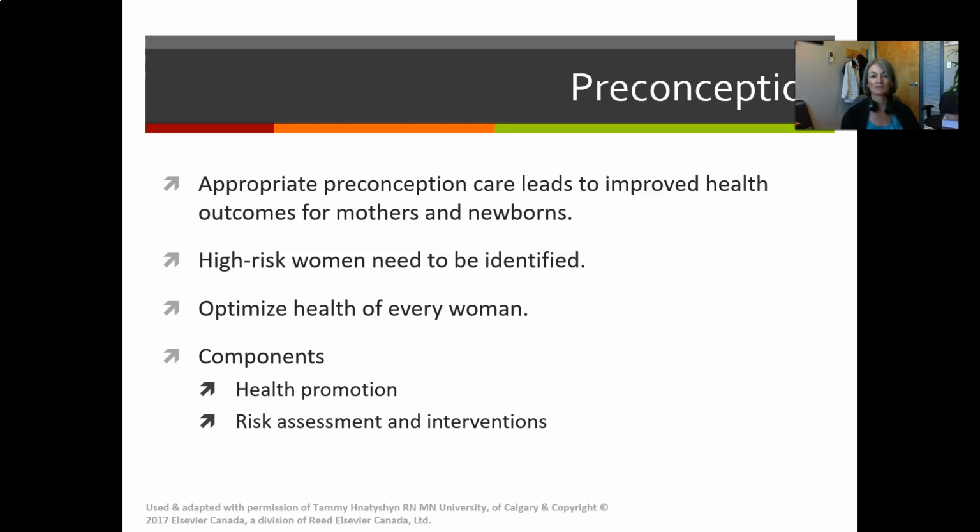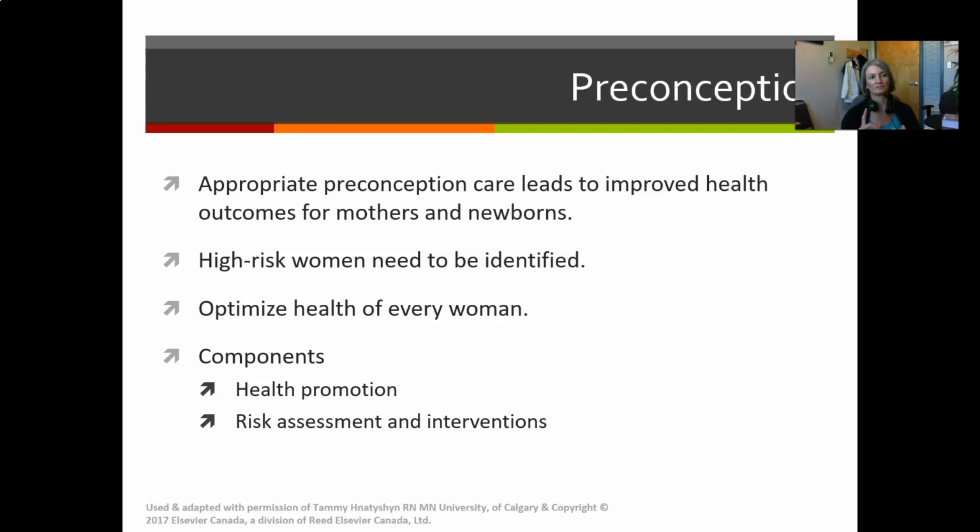So anytime you're in contact with a young lady that's menstruating, are they thinking about getting pregnant? Are they sexually active? What kind of precautions are they taking? If they are thinking about getting pregnant, what are they doing preconception-wise to have the best health? Are they taking supplements like folic acid? Are they protecting themselves from sexually transmitted infections?